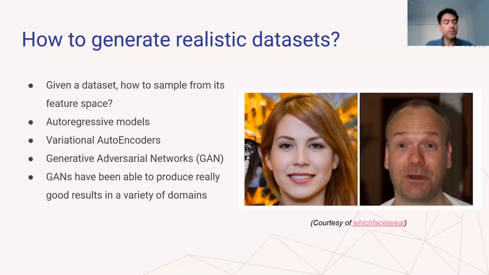And there have been a few models that people have been able to come up with. One is autoregressive models, variational autoencoders, or generative adversarial neural networks, or GANs. CorrGAN actually comes from this, because it uses a GAN. And GANs have been able to produce really good results in a wide variety of domains.